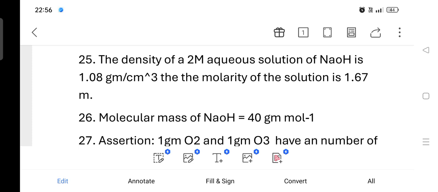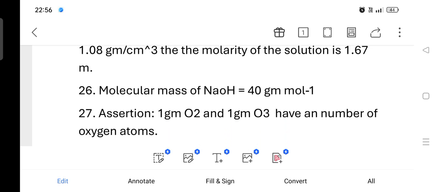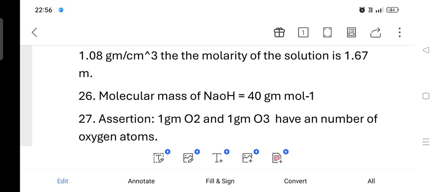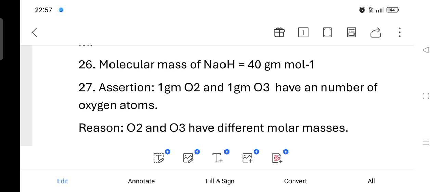The density of a 2M aqueous solution of NaOH is 1.08 gram per centimeter cube. The molality of the solution is 1.67 m. Molecular mass of NaOH is equal to 40 grams mole inverse 1.